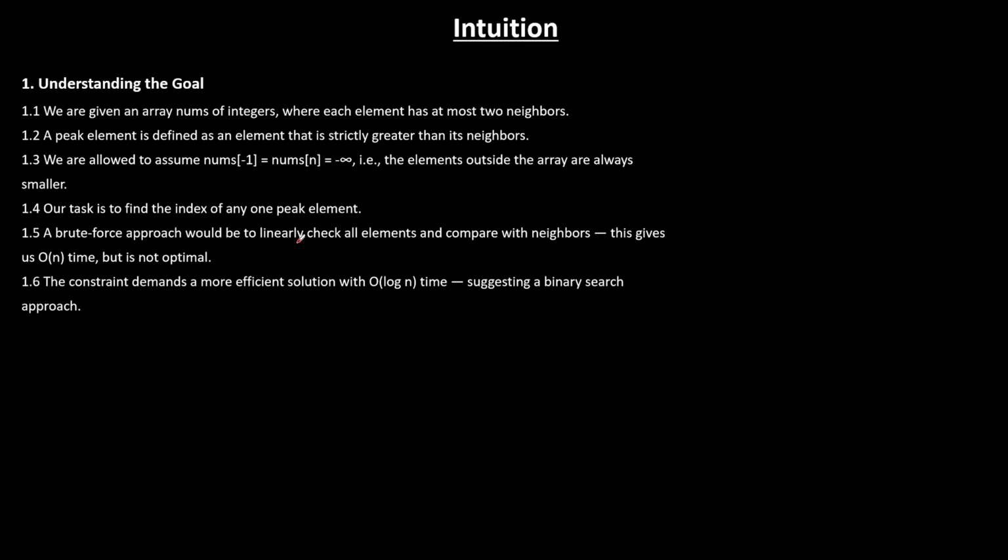To understand what the problem is asking, we should build up an intuition for the problem. So let's do that by understanding the goal first. We are given an array nums of integers where each element has its two neighbors. Okay, a peak element is defined as an element that is strictly greater than its neighbors. This is clear to us. If this is 4, its neighbors would be 2 and 3. Okay, or less than that.